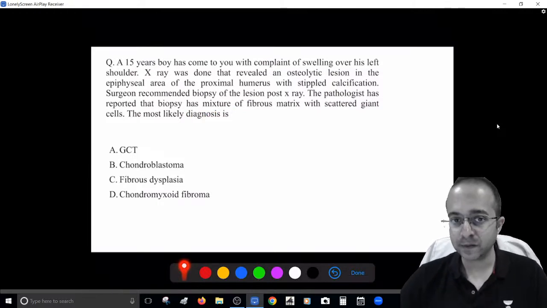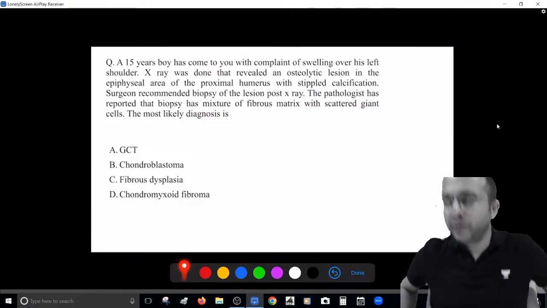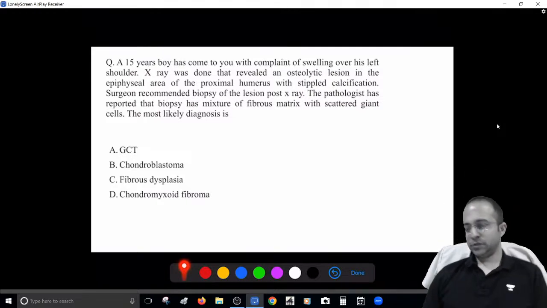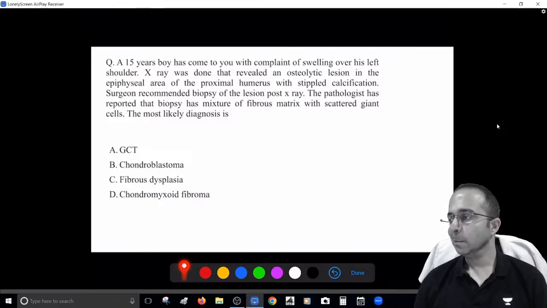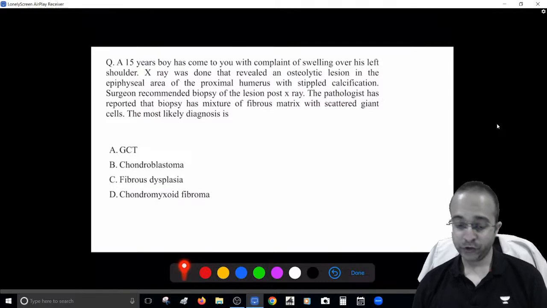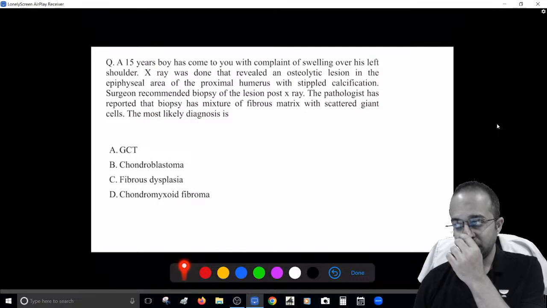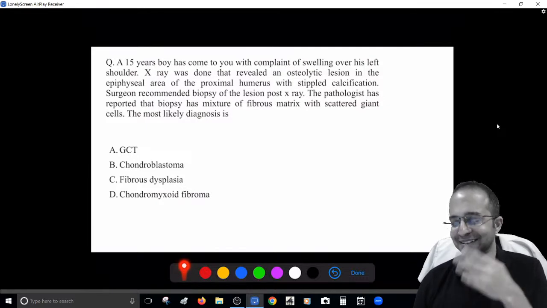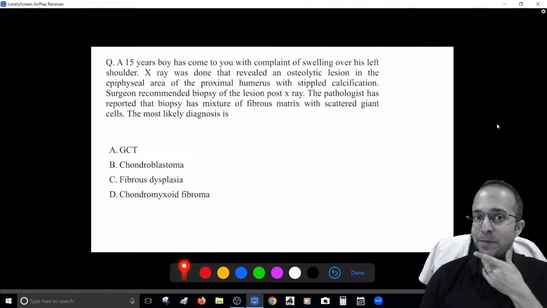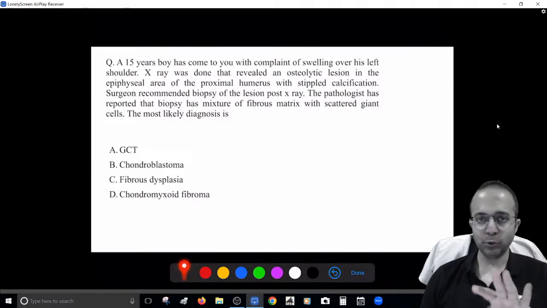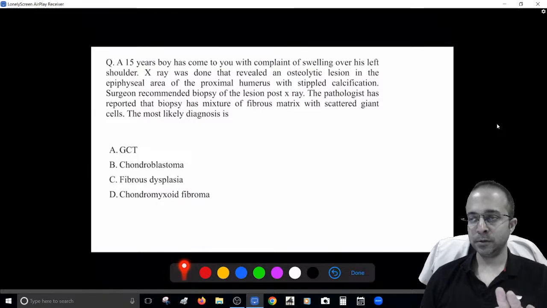So please submit your answers so that I know you have understood everything. जल्दी से answers submit कर दो. So please submit me your answers here. Yes guys, please. Okay, Jitin says chondroblastoma. Kshitij says fibrous dysplasia. Yes, may I have some more people submitting answers? So please submit your choices and then I'll tell you what is the correct answer in a logical way.